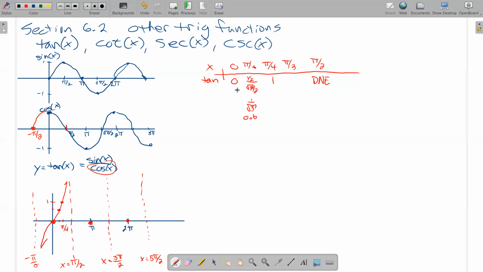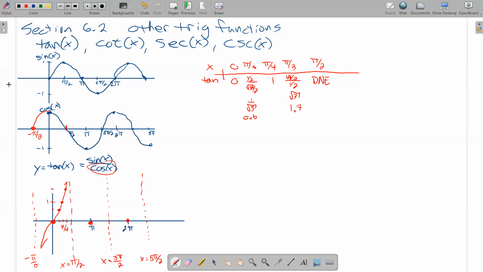At pi over 3, these switch. The sine of pi over 3 is the square root of 3 over 2. Cosine is 1/2. We divide, the 1/2s divide out. I get the square root of 3, which is about 1.7, I believe. So pi over 6 would be about right here. If that's 1, 1.7 is going to be about here-ish. So I have that point.